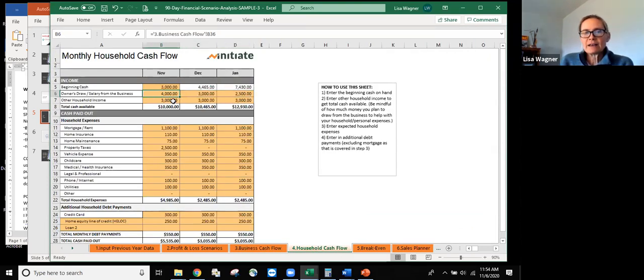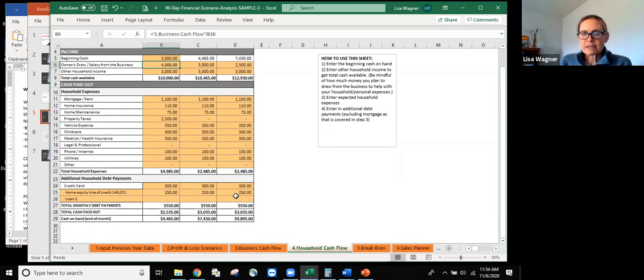And then you might add other household income. So maybe your spouse or partner works. Maybe you get alimony payments or child support payments or things like that. So you want to add those other payments that you get in here. Then you want to add in your monthly household payments, right? And any credit card or debt payments that you have. And then this is going to give you your total cash on hand at the end of the month.